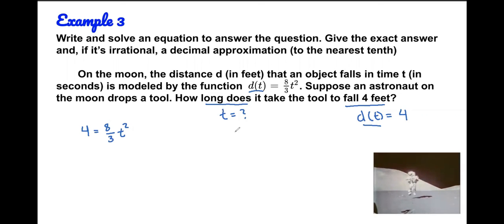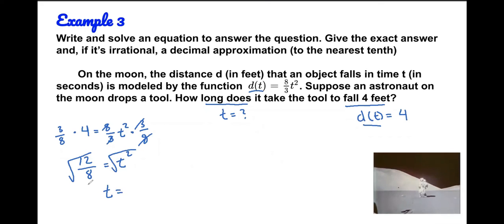And we're interested in solving for time. So let's go ahead and solve for time. Multiply by the reciprocal, 3 over 8. That eliminates my 8 and eliminates my 3, right? So now I have 12 over 8 equals t squared. So here we already know what to do. Let's take that beautiful square root of both sides. I'm going to write my t on the left side and the square root of 12 over the square root of 8.